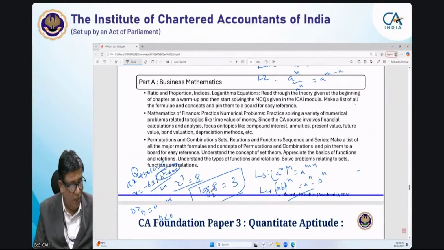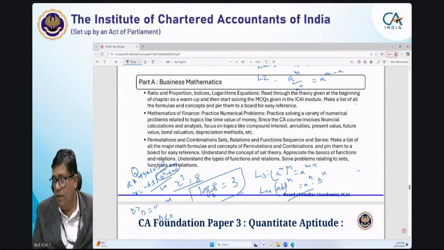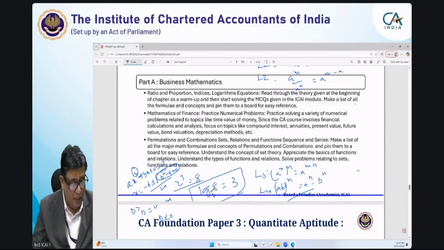Then you will be able to solve the questions very easily, and formulas are also categorically given. Next, move to the next chapter, which is sequence, series, arithmetic and geometric progression.